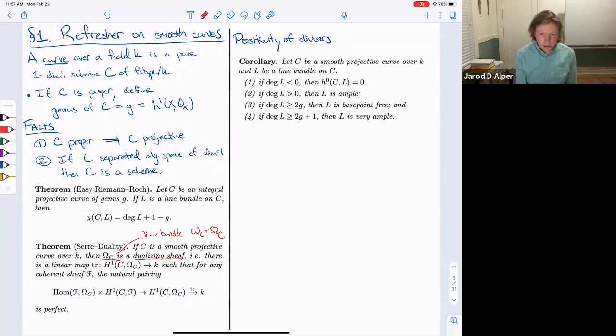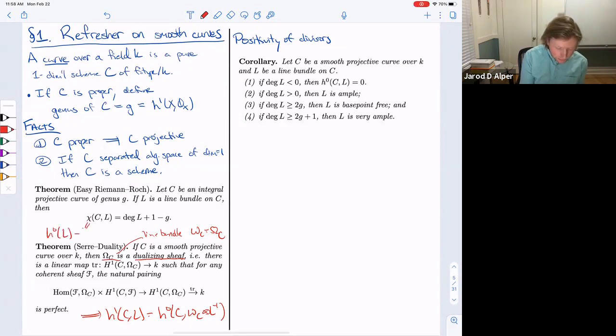In this context, what it tells us is that, in particular, H1 of a line bundle L is identified with H0 of omega C tensor L dual. And therefore, if you combine Serre duality with Riemann-Roch, you get this identification, which is a particularly useful form. And I should say, even for smooth curves, Serre duality is a deep theorem. It takes work to prove no matter how you approach it.